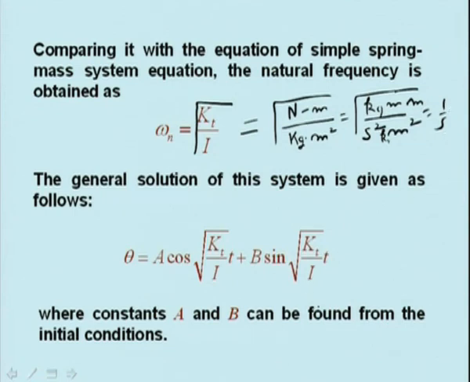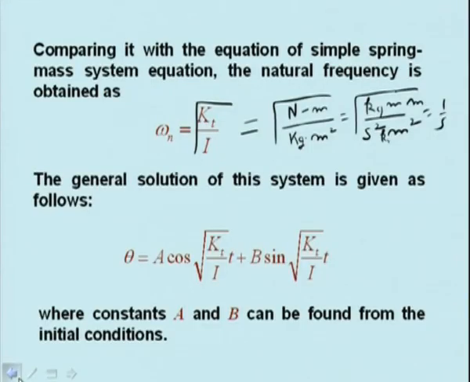The general solution of this system is given as theta is equal to a cos of square root kT by I into t, plus b sin of square root kT by I into t, where the constants a and b can be found from the initial conditions. You can have different types of initial conditions. At the starting, the displacement is 0, or you can have the condition where at the starting you give some definite displacement and the angular velocity is 0. So this is how it can be done.